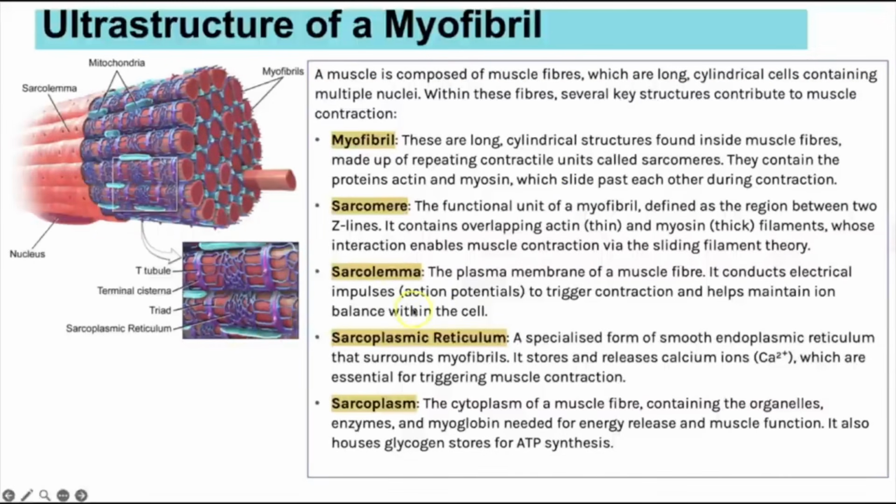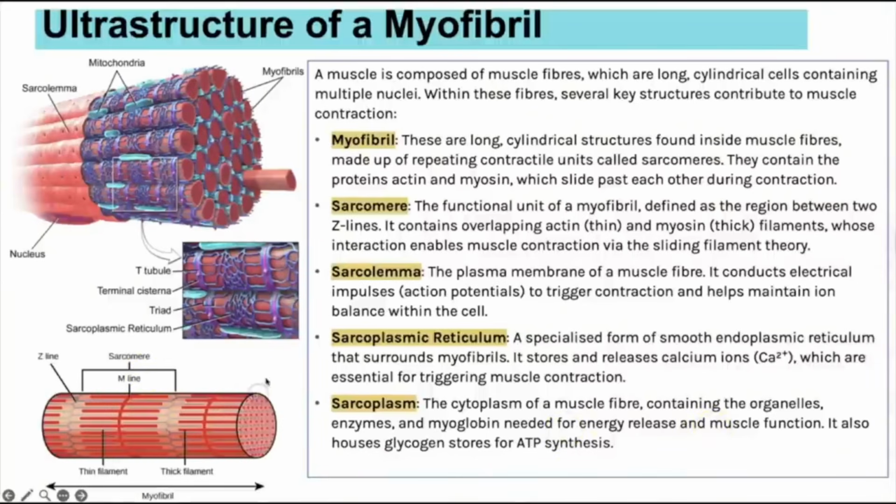The sarcolemma, that's the plasma membrane of a muscle fibre. It conducts electrical impulses, the action potentials, and it triggers the contraction, and helps maintain ion balance within the cell as well. Sarcoplasmic reticulum, that's a specialised form of smooth endoplasmic reticulum that surrounds myofibrils, and it stores and releases calcium ions, which are essential for triggering muscle contraction. The sarcoplasm, that is the cytoplasm of a muscle fibre. So it contains the organelles, enzymes, and myoglobin needed for energy release and muscle function, and it also has glycogen stores for ATP synthesis.